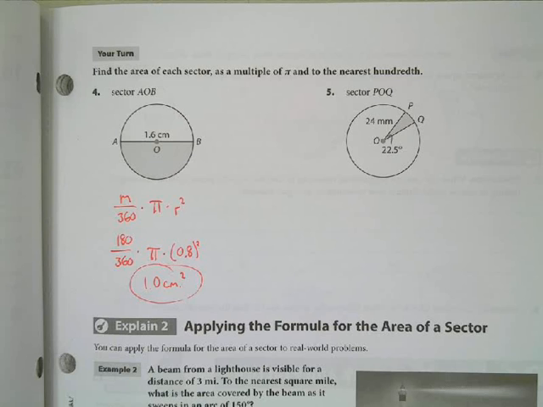Yeah, that's it. And what's the radius of that circle? 22.5 over 360 times pi times the radius squared, 24 squared. Do you want us to still round it or just divide it? Yeah, you can do that, and then times pi, then times 24, then times 24 again.